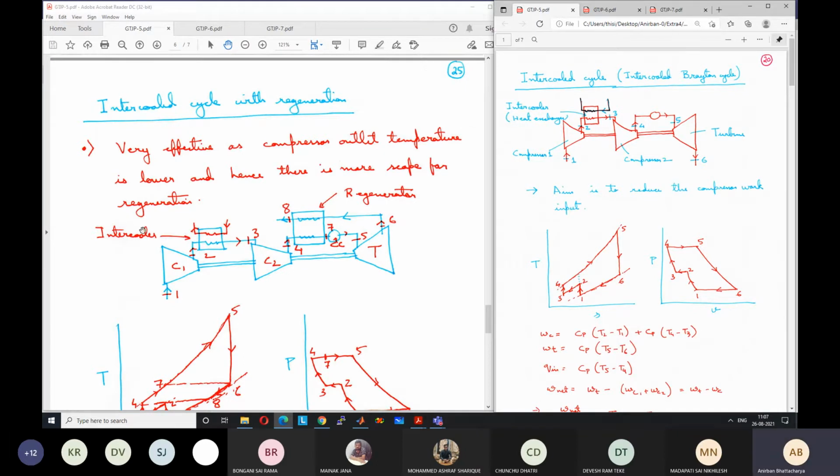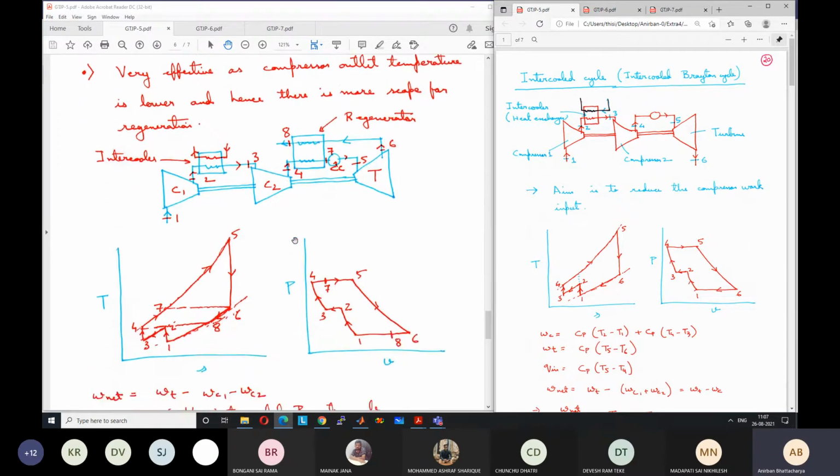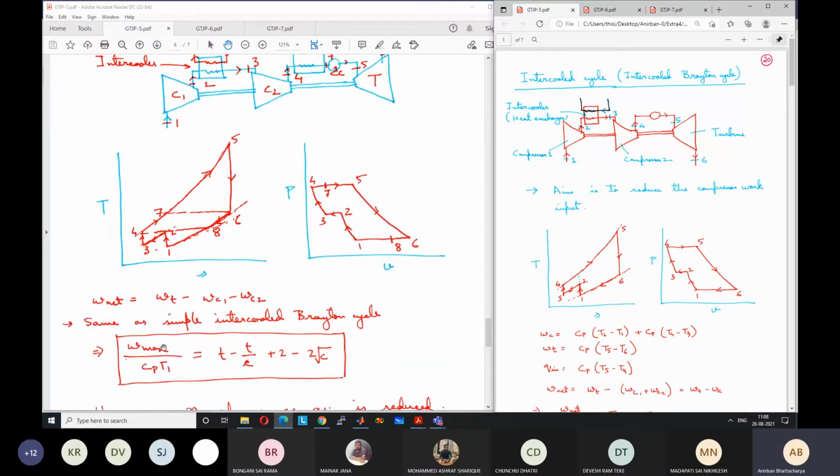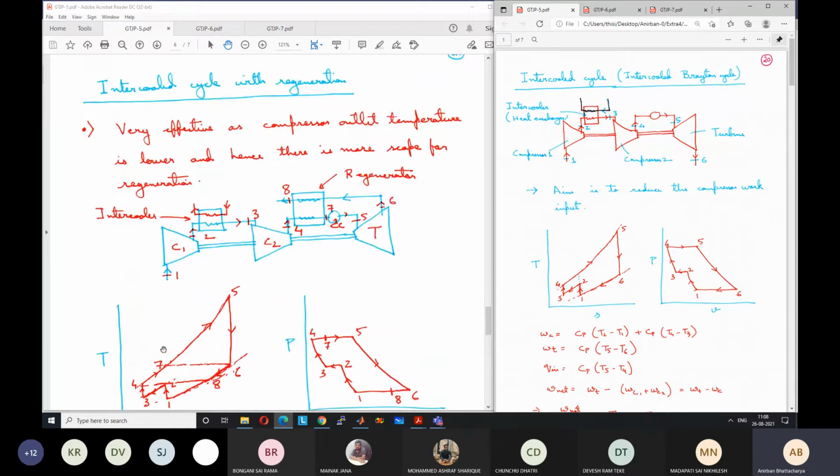So let us start with the next cycle, which is the intercooled cycle with regeneration. The idea is similar. Once you get the feel for these changes, it comes to you automatically. You don't need to memorize everything, because you know what sort of change will occur, and all the equations for work output and efficiency can be easily derived. So the intercooled cycle with regeneration, as compared to the simple intercooled cycle, has the regeneration part as extra.